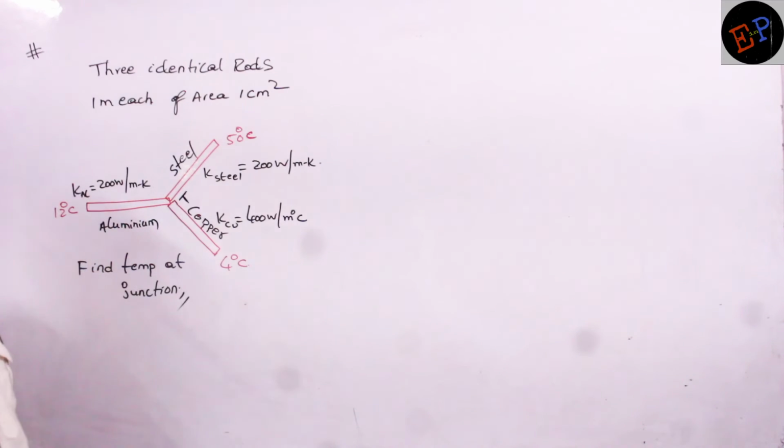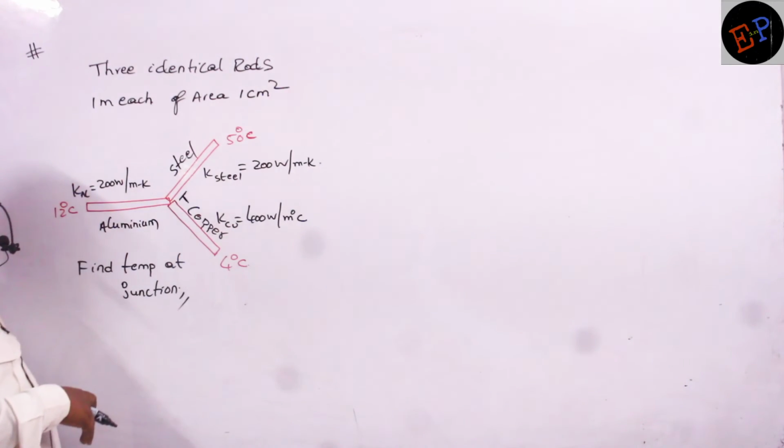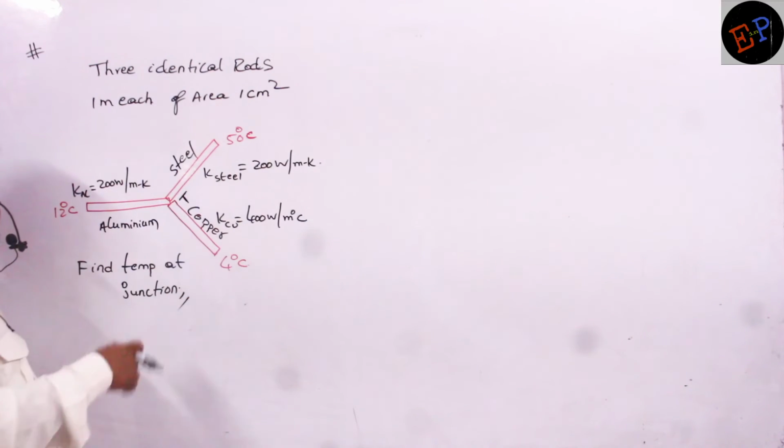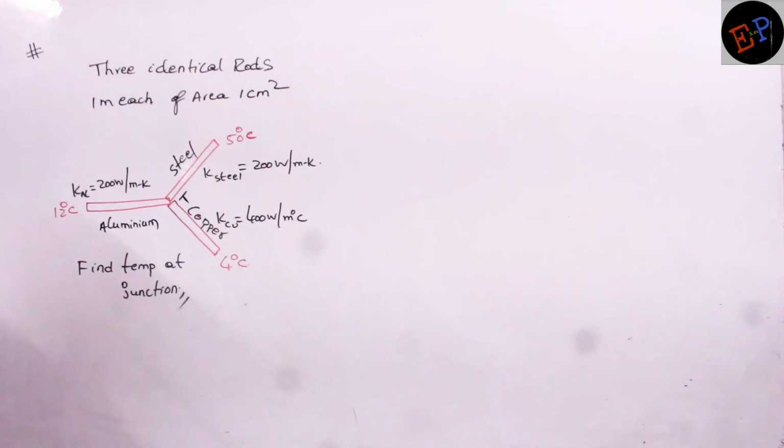Which rod does it enter into, which rod to which rod? Steel to copper. What about aluminium? Steel to copper. Next? Steel, aluminium, aluminium, copper. Steel to copper, steel to aluminium.